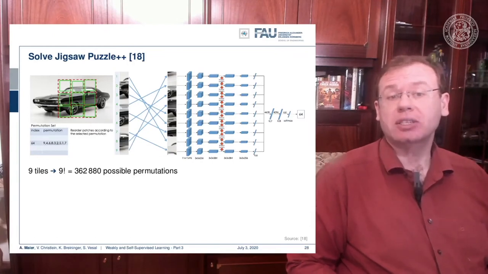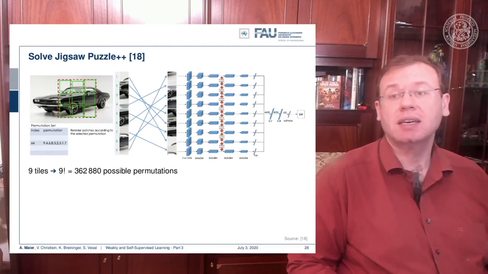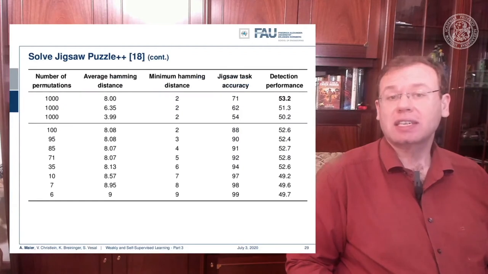There's an improved version of the jigsaw puzzle, Jigsaw Puzzle +++, and here the idea is that you essentially randomize the order of the patches and you try to predict the correct location of each patch. Now, the cool thing about this is if you have 9 tiles, then you have 9 factorial possible permutations, and this is more than 300,000. So you can create plenty of labels for these tasks. And you see that it's actually key that you do it in the right way. So it's not just that you have a lot of permutations, but you also want to make sure that there is an appropriate average Hamming distance. And you can see if you actually obey these two ideas, then this makes a difference.